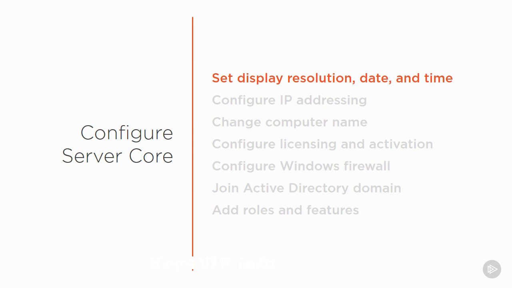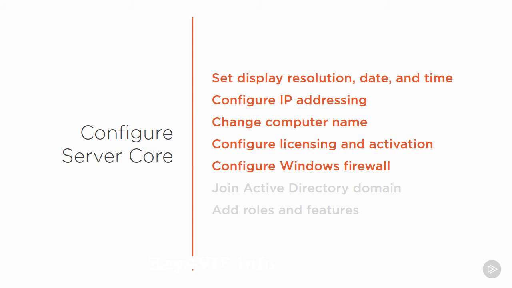Here we have a couple of things we have to do. We need to set, for example, our display resolution. We need to set our date and also the time on that machine. We need to configure its IP addressing and also its computer name. Any machine coming straight out of the install will have DHCP as its IP addressing mechanism and also a randomized computer name. But we need to get these changed so that we know exactly where to go for this computer we've just built. We also need to configure its licensing and potentially also activate those licenses.